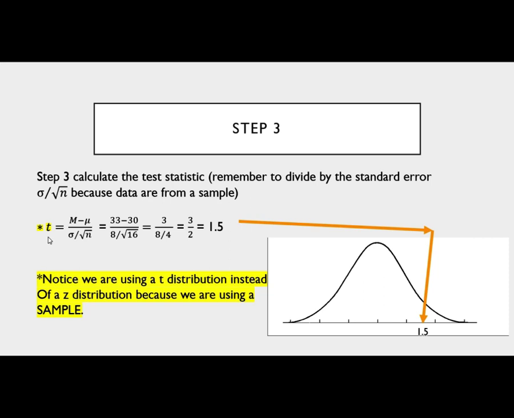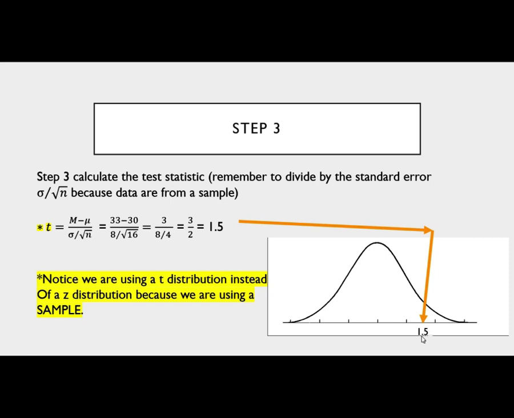So remember how I said we were using t-distributions when we use a sample? Because our sample size is small, it's only 16 people, we have to use the t-distribution. So I'll show you how that's done, and then going forward, we're just going to use the p-value. All right, so the mean was 33 minus the hypothesized mean, which is 30. Our standard deviation was 8. Our sample size was 16. So we get 3 over 8 divided by 4, so 3 over 2, which is 1.5, right?